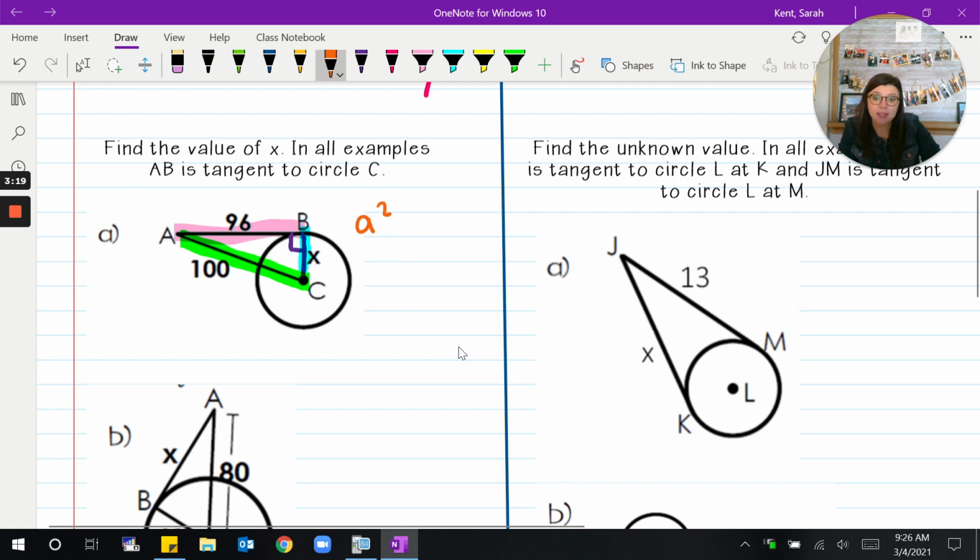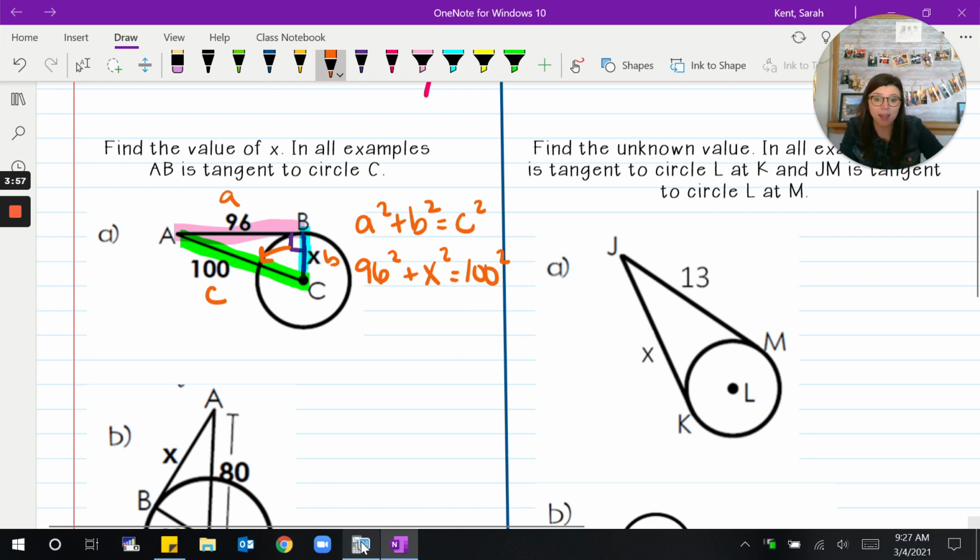If we have a right triangle, we can go back to our friend Pythagorean Theorem. So we can use a squared plus b squared equals c squared. We look across from our right angle, we have 100, so that's our c. And then our other two pieces can be a or b. So if I plug these into Pythagorean Theorem, I would end up with 96 squared plus my b is x squared equals c is 100, so I would have 100 squared.